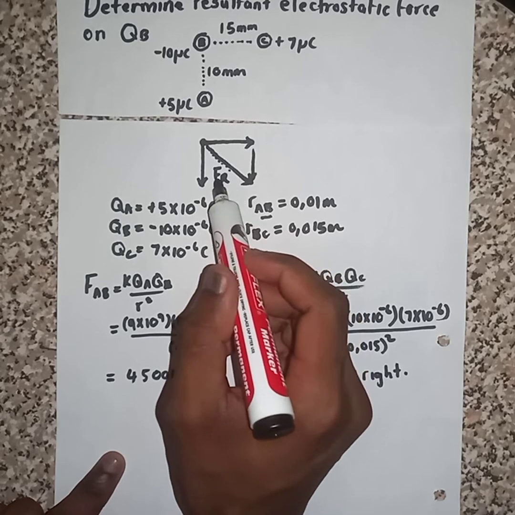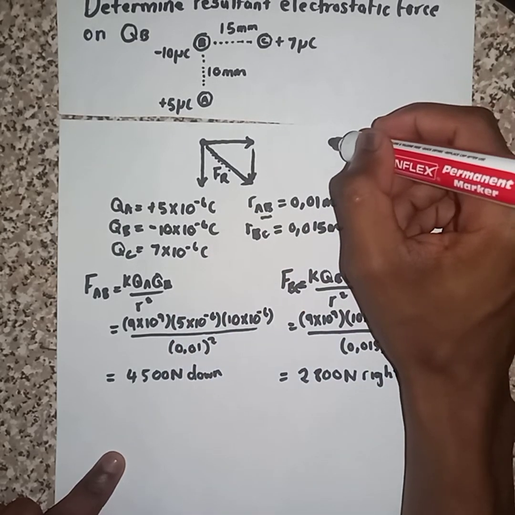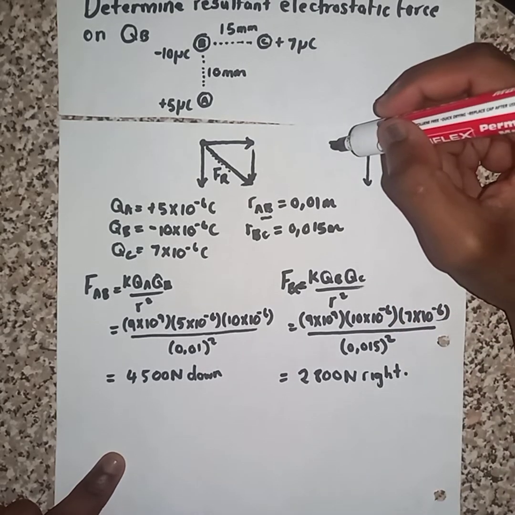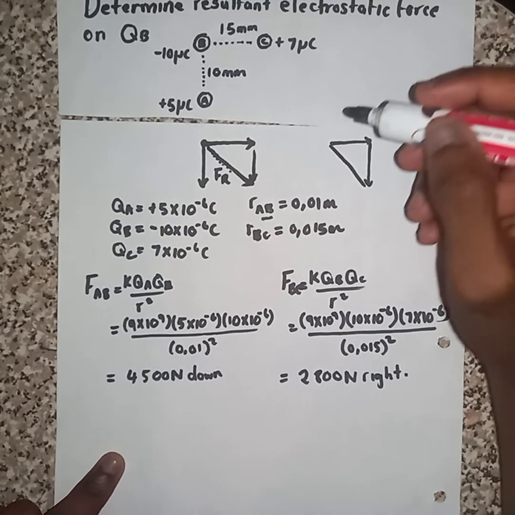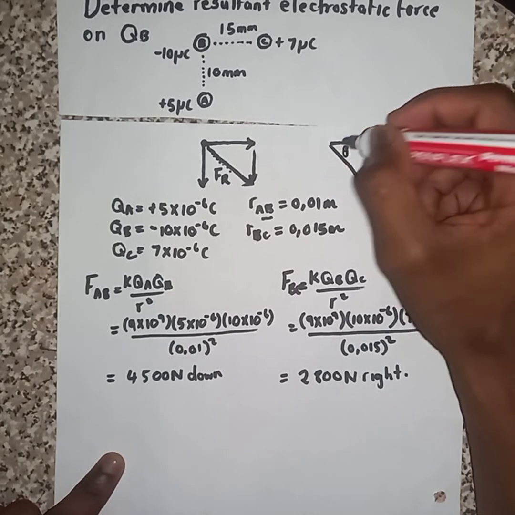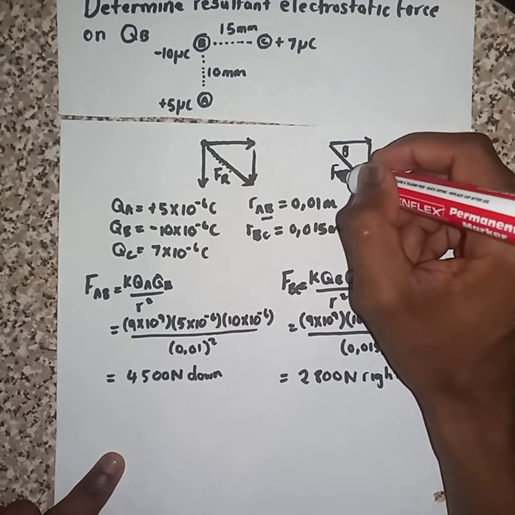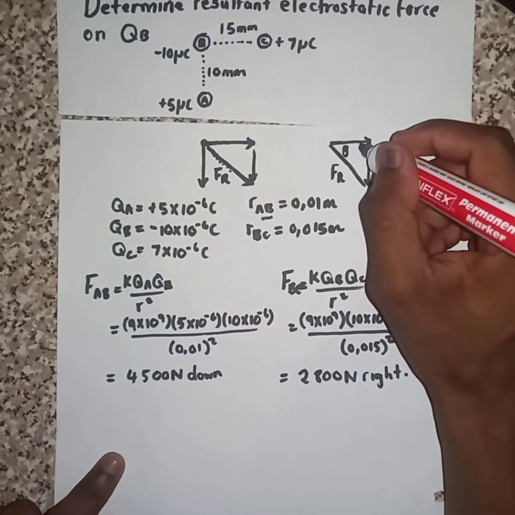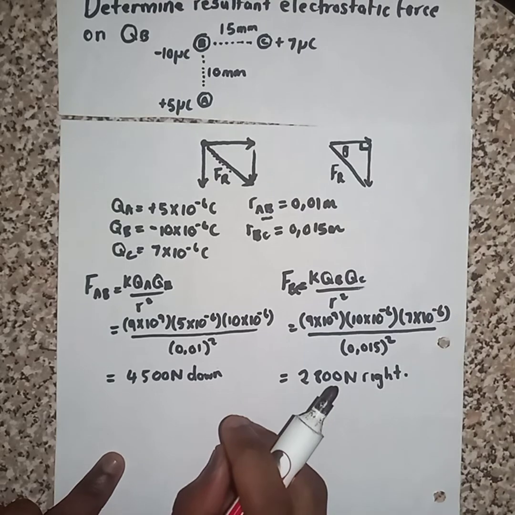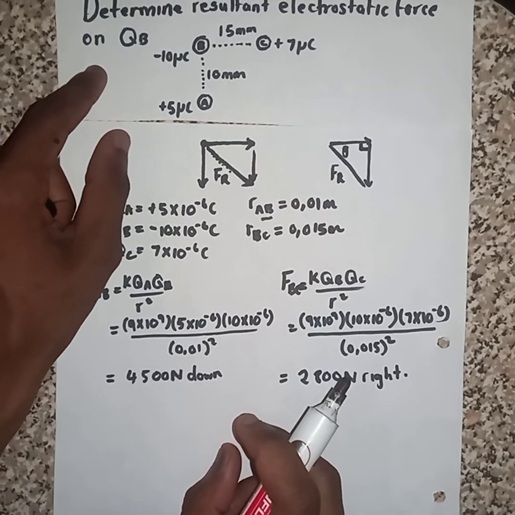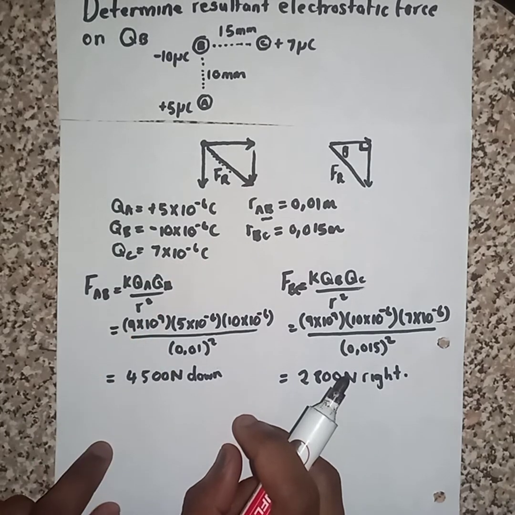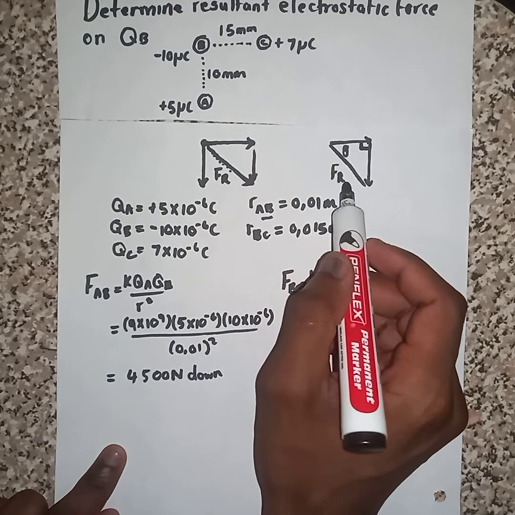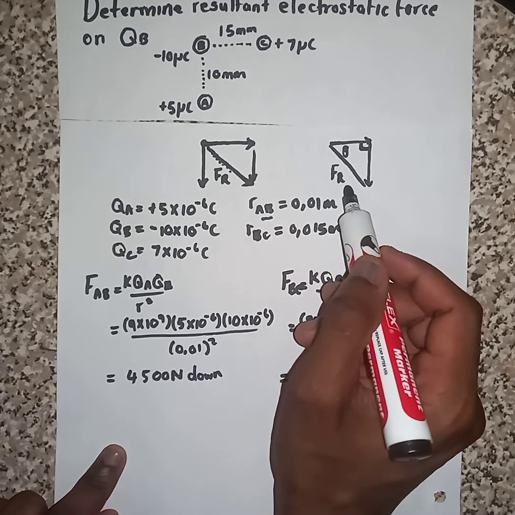For us to determine this, we can see clearly from our diagram that we have a triangle like this, and FR. This triangle is a right angle triangle. Somehow here we have 90 degrees. Don't forget the concept of trigonometry. Whenever you have a right angle triangle, we can use the theorem of Pythagoras to determine FR, which is going to be our resultant electrostatic force in this case.